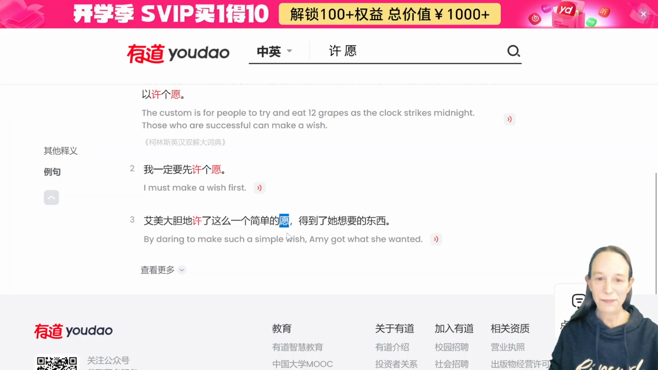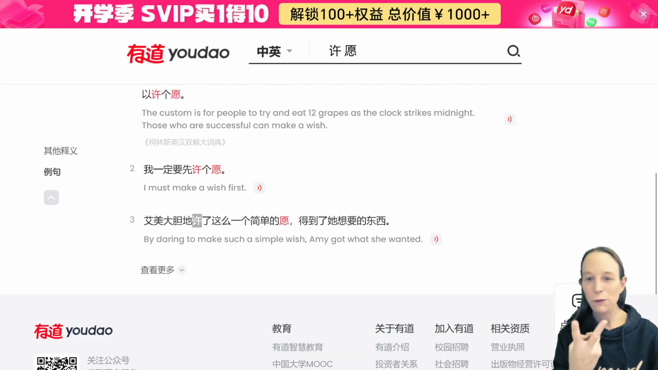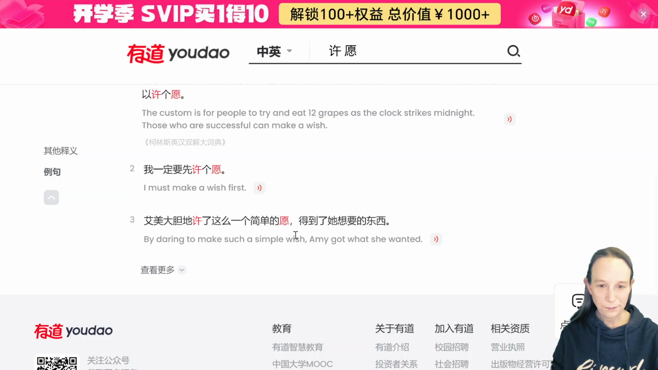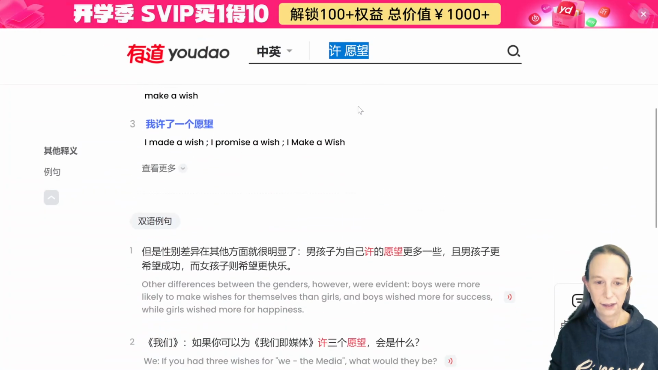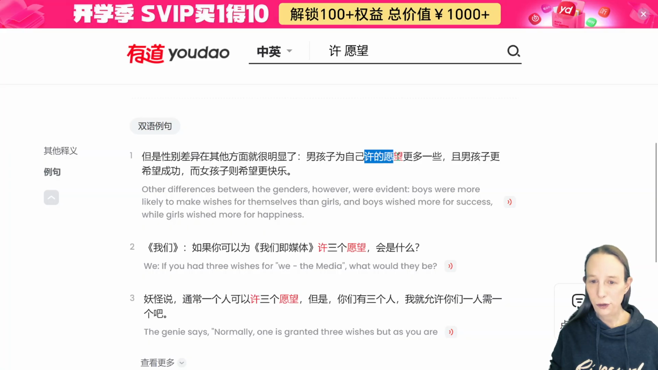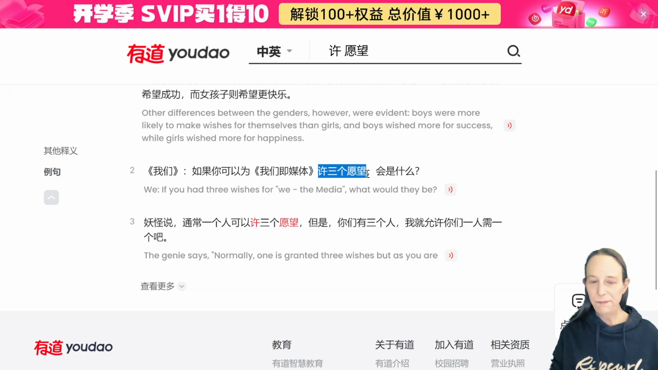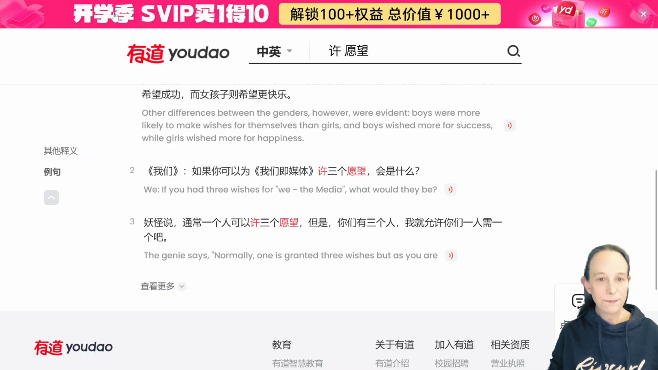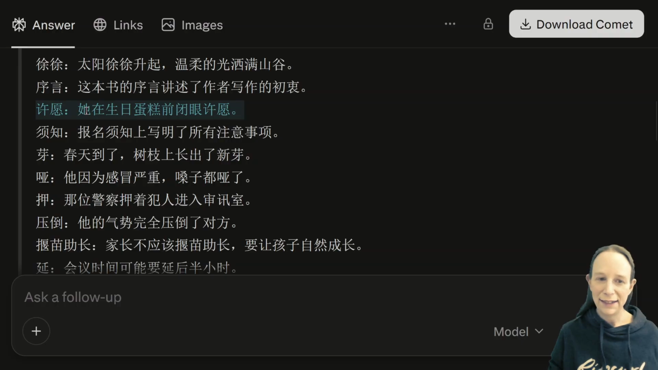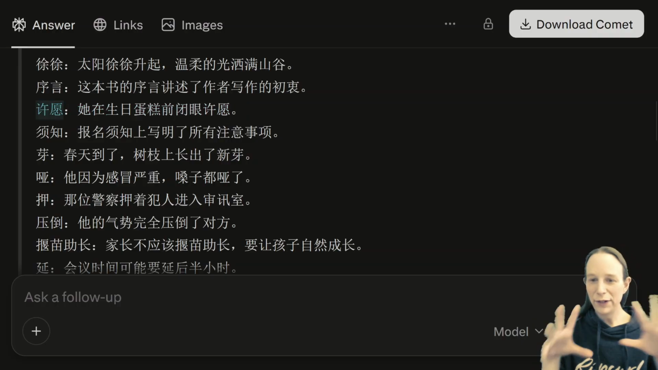It's a separable verb. So separable verbs, in practice, are like two words stuck together. The first one is a verb and the last one is a noun. Anyway, I think you can say 许个愿望 as well. 自己许的愿望，许3个愿望. So 许愿望 is the same as 许愿, right? So 许3个愿望. All right, I think we're good with this one. Just don't treat it like a noun, which was my first instinct.